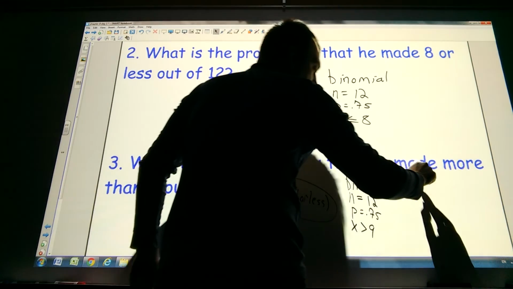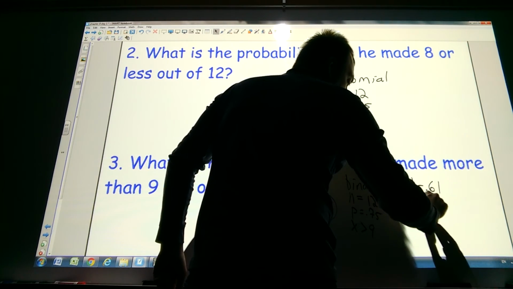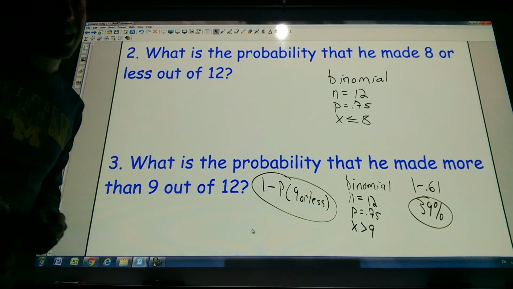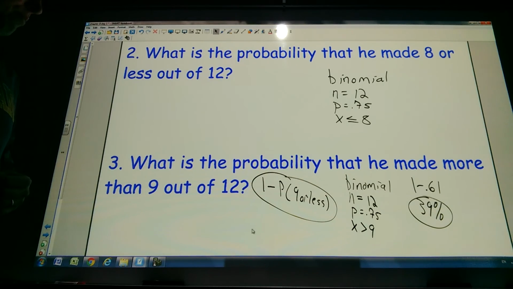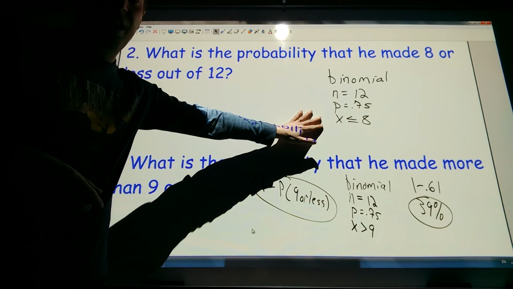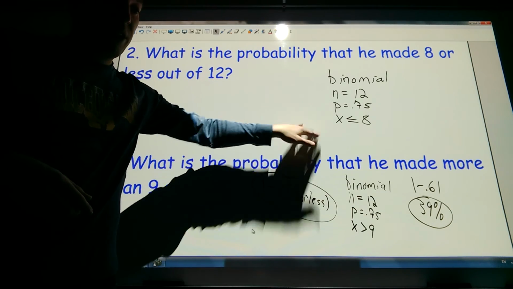So my answer is 1 minus 61%. So it should be 39%. So that one you kind of have to go backwards on. Make sure that you show work for binomial. I know a lot of it's in your calculator, but this is your work. If you have any questions, let me know.